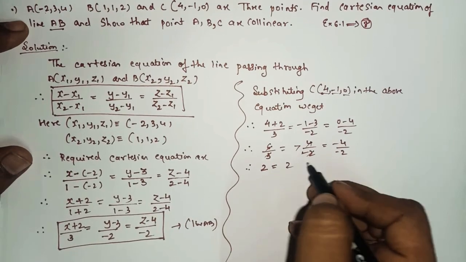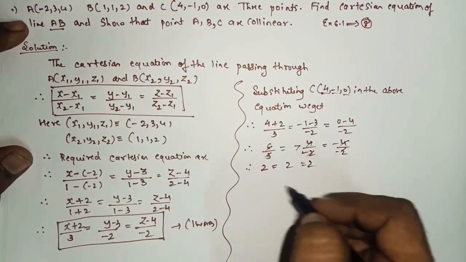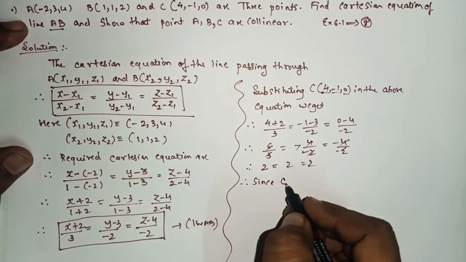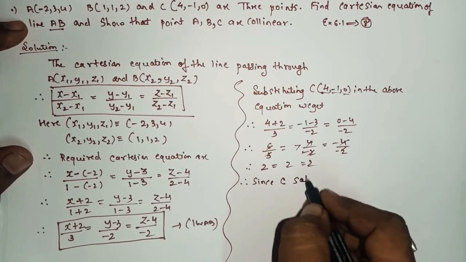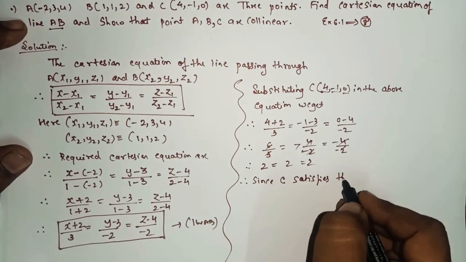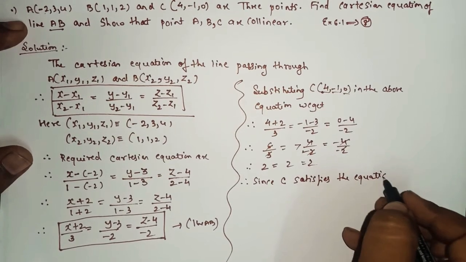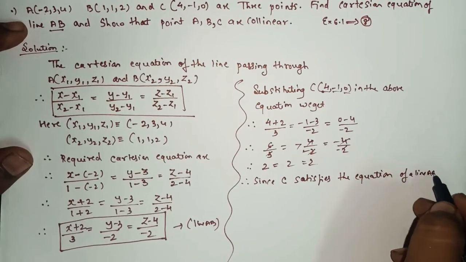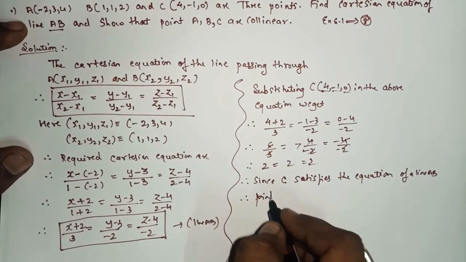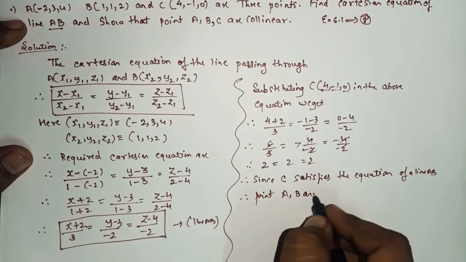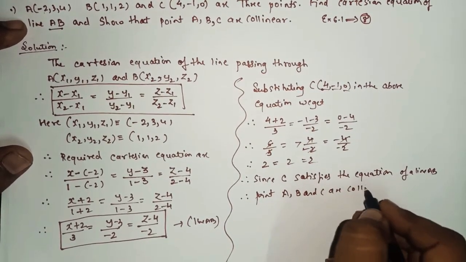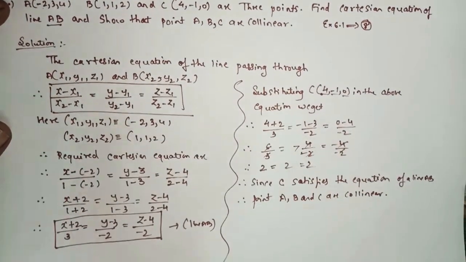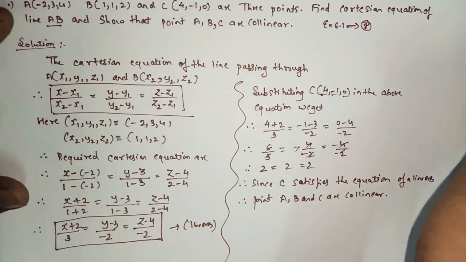This is also 2. And this is also 2. So here each ratio is equal to 2. So since C satisfies the equation, here you will write the sentence: since C satisfies the equation of line AB, therefore we can say that the points A, B and C are collinear. I hope you all understood how to show that the 3 points are collinear.